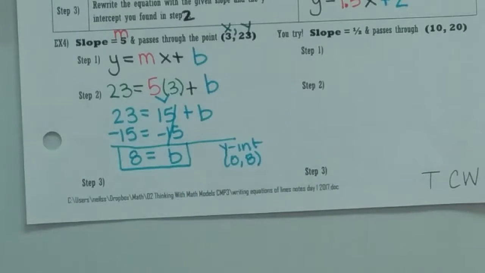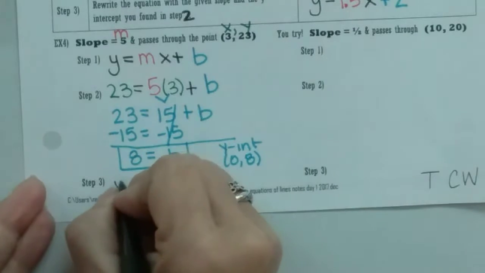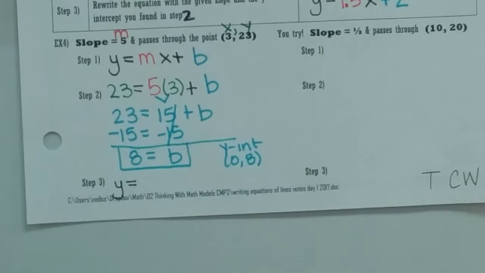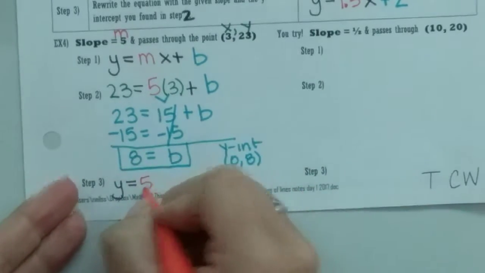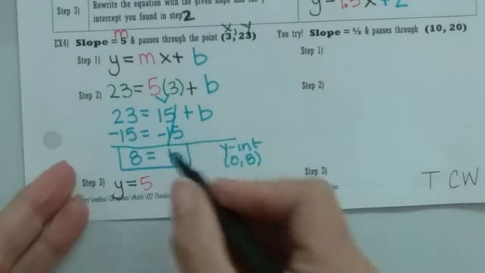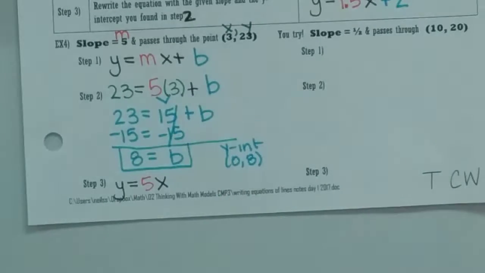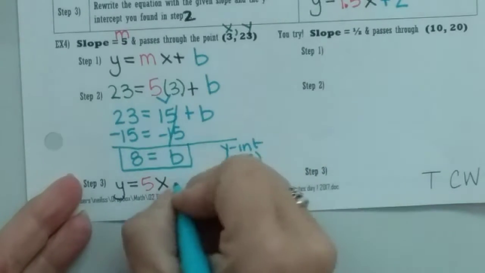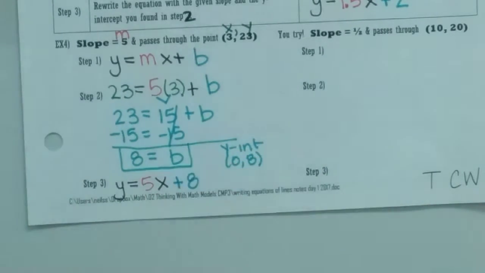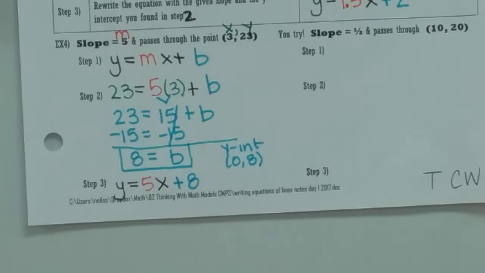Now we can write the equation with a slope of 5 passing through 3, 23 as y equals, in place of m, we get to put the number 5. We will keep our x in place. And since the y-intercept is a positive 8, we will write plus 8. Now pause the video and do the U-try on your own.